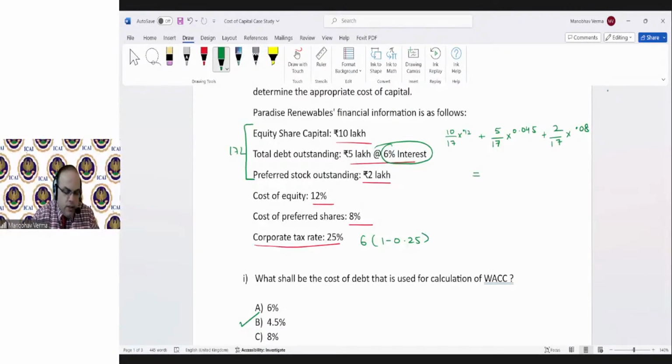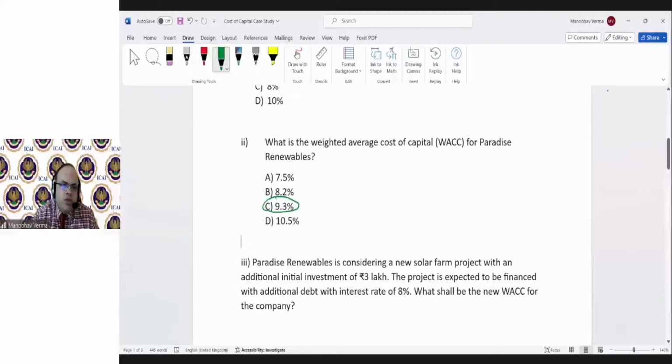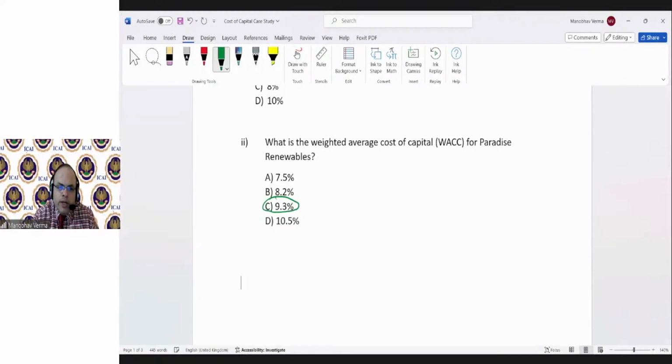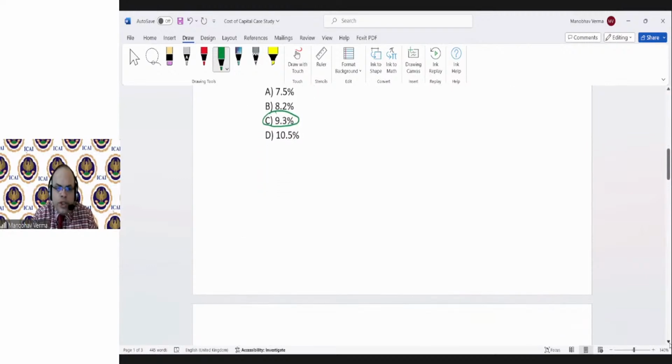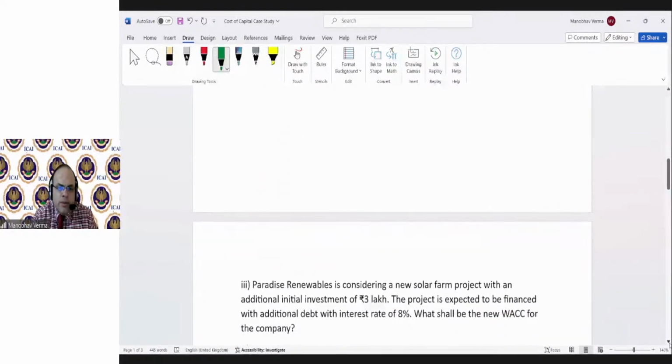People are telling me it's 9.32. So in that case, my answer becomes option number C. And that means the majority, or the janta, is correct. Very nice. Very nice, guys. Those of you who gave the correct answer. Let's move on to the next question based on the same information.